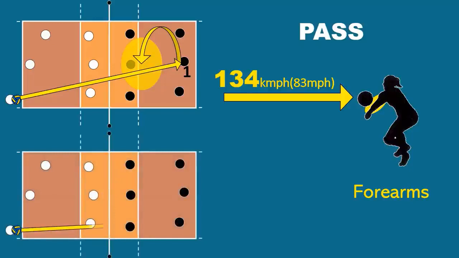Even if anyone receives the serve, the first shot is usually a pass, and the intention is to put the ball somewhere in the middle of the court towards the net.